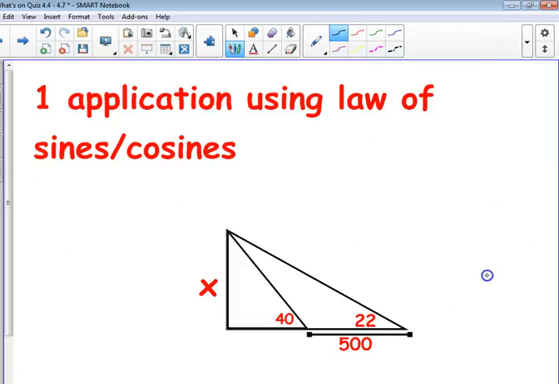All right. There is one application problem. It is not labeled. It has a picture, but it's not labeled. Okay. For example, somebody wants to know how tall the school is. So they walk straight out, or they're standing away from the school. I don't know how far. Okay. But they look up and it's 40 degrees to the top of the school. Then they go another 500 feet out, and now it's only 22 degrees up to the top of the school. Or something. Okay.